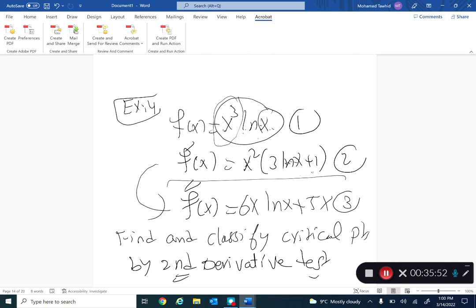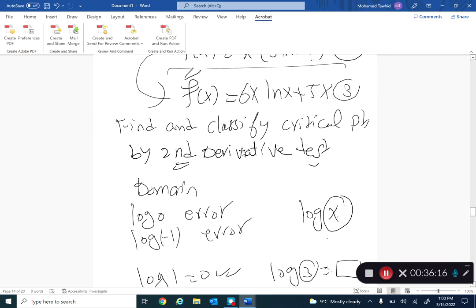You have x cubed times log x. So here you have two functions, a product of two functions. The first one, x cubed, the domain of this is all real numbers. And what is the domain of the second one? It must be x greater than 0. And then I have to look for the overlap between all real numbers and x greater than 0. What is the overlap? The overlap here is x greater than 0.